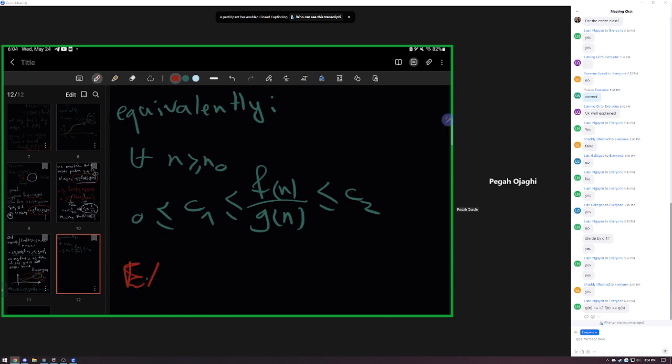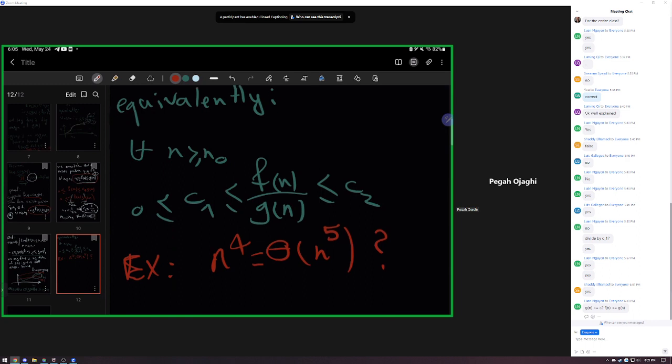Example. I ask, is n to the 4 going to be big theta of n to the 5? I ask this question. So you already have f of n, and you already have g of n. Instead of just going and showing it, you can divide these two and see if there is any C1 and C2 that can bound this one and make it true. So what does that mean?